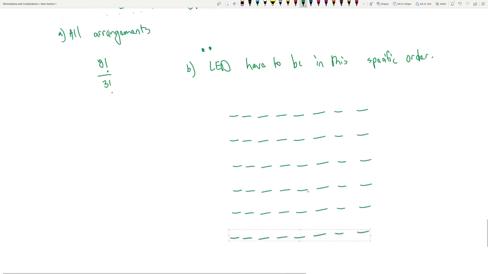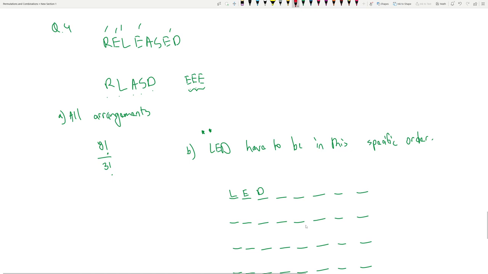Let's approach it manually. Okay, so LED, the word letters have to be like this. Okay, and what other letters do we have now? We used L, D, and one E. So I have R, A, S, and double E. So this LED will be in this particular order. So I cannot change it. Like I cannot write DEL or ELD. It has to be LED. So I'm just going to keep it like that. Let it be.